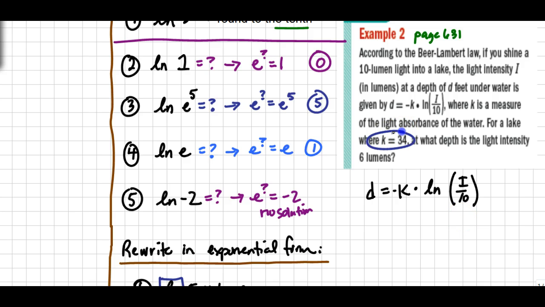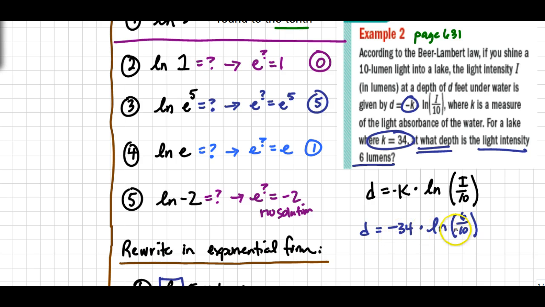So the first thing they give us is a value for K. Be careful there. The K value is indeed negative. So we're going to say negative 34 times the natural log of. We have two more variables here. They have to give us one of them. They give us a 6 lumens, and they tell us that that's an intensity, so that must be an I value. So then to find the depth, which is what they asked us to find, we would simply calculate.